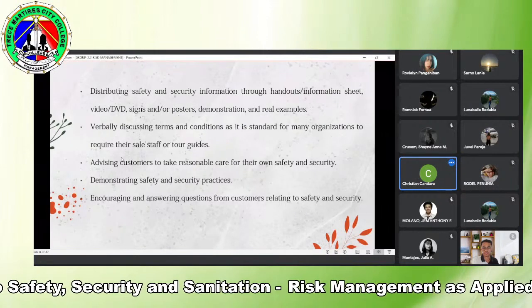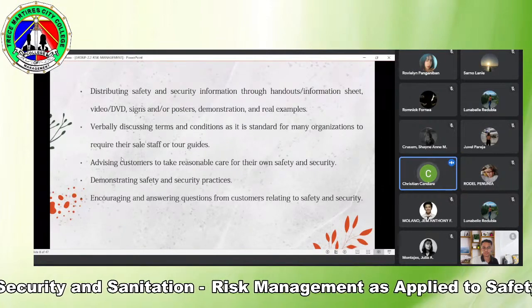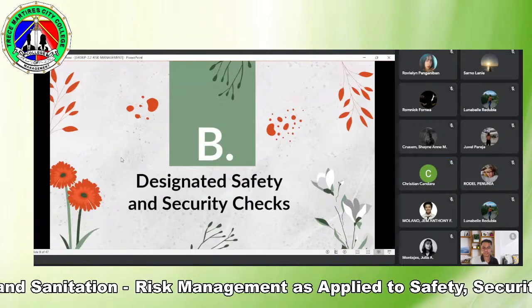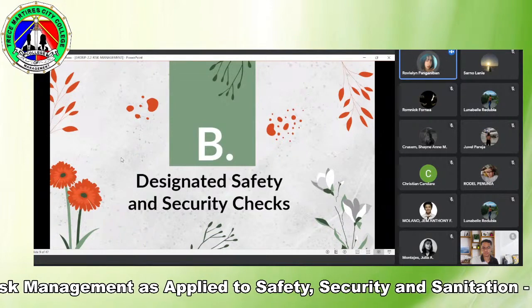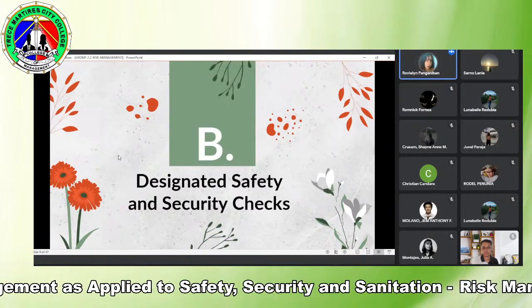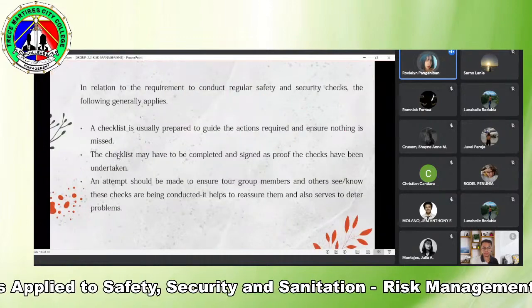The next slide will be reported by the next reporter. Designated safety and security check. Next slide po.